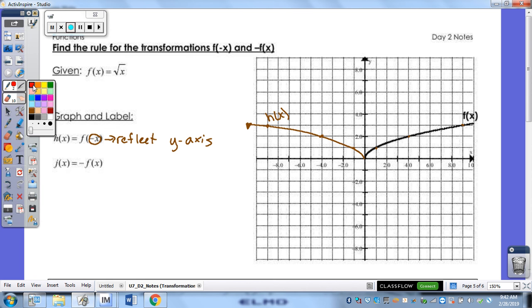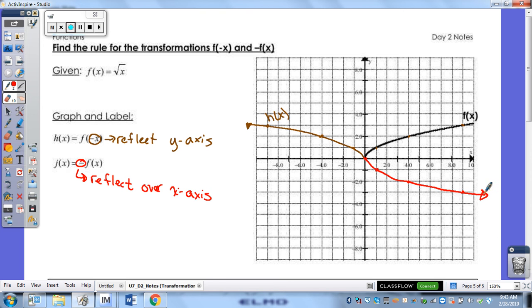The other one, the negative is out in front. So it's reflecting over the x. So that means you're going to take everything and bring it down. So 1, 1 becomes 1, negative 1. 4, 2 becomes 4, negative 2. And then 9, negative 3. And there's our other one, j of x.